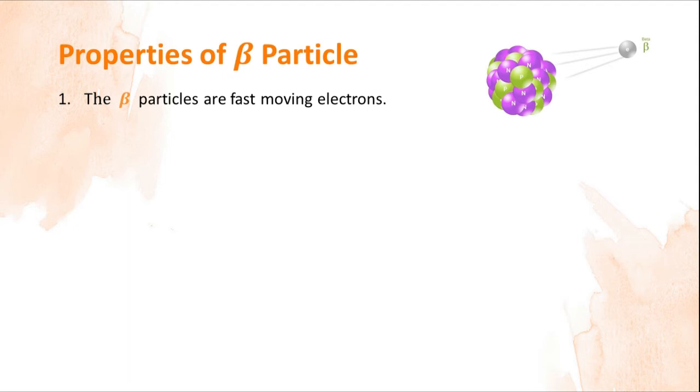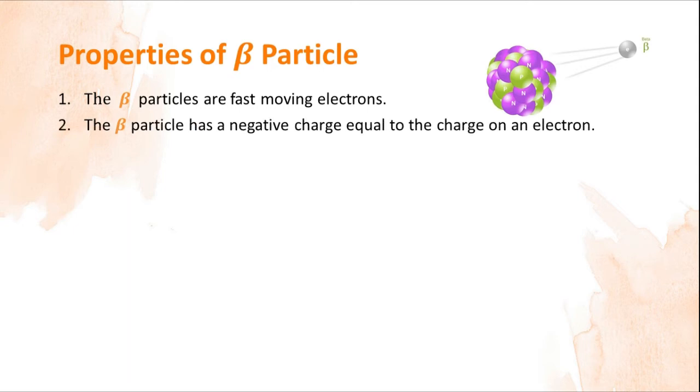In the last class we studied alpha particle, which is similar to the helium nucleus, but here the beta particle is fast moving electrons. The next property is that the beta particle has a negative charge equal to the charge of an electron. The charge of electron is 1.6 × 10^-19 coulombs. Because the beta particle is similar to an electron, it has the same charge.